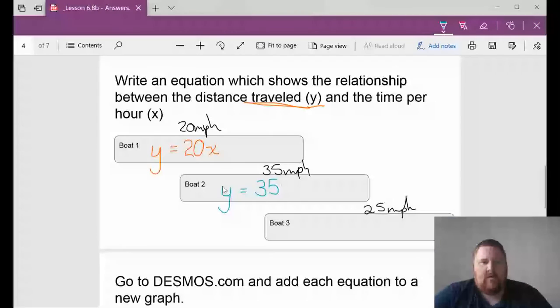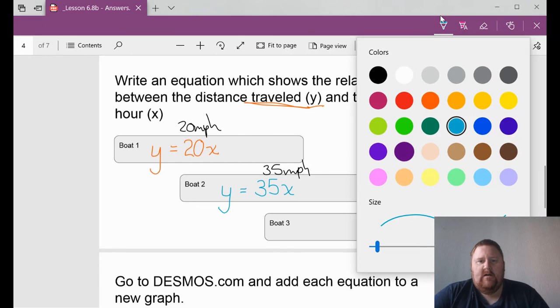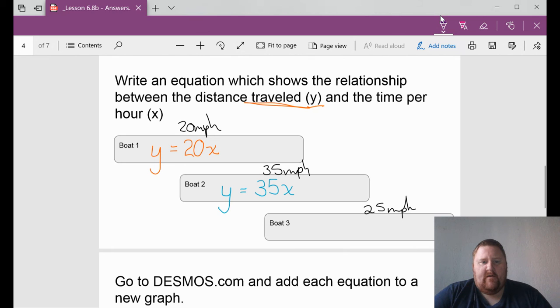Boat number 2's equation: the distance traveled, which is y, is equal to 35 miles per hour, and the hour is represented by x. That means for every 1 x, the boat will travel 35 miles. And the last one here, boat number 3, its distance y is going to be 25x.